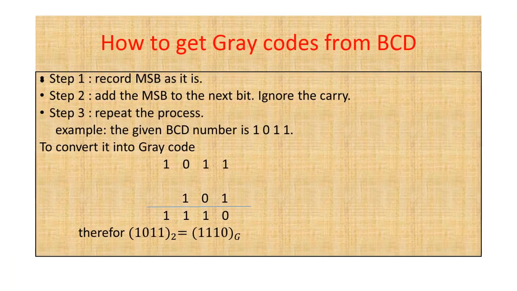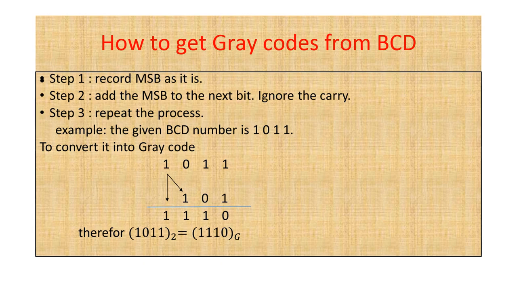Here we will discuss getting gray codes from binary. It is done by following 3 steps. Take an example of the given binary number 1011. To convert it into gray code, follow the first step, that is, record the most significant bit as it is. The second step is to add the MSB of gray code, mind it, the MSB of gray code, to the next lower bit.